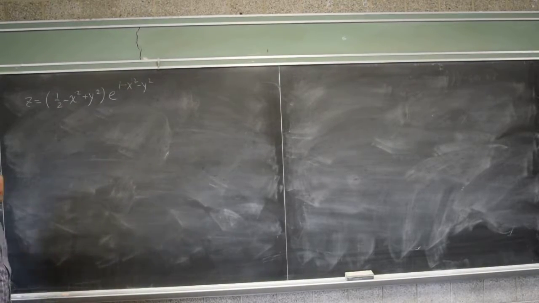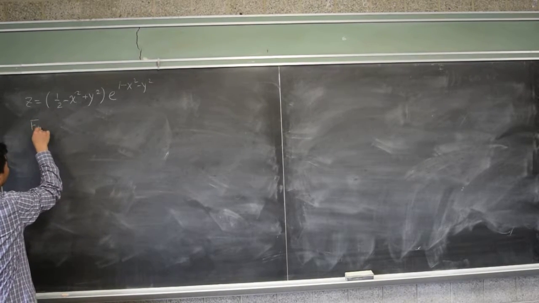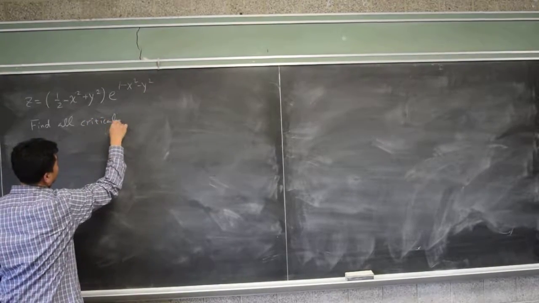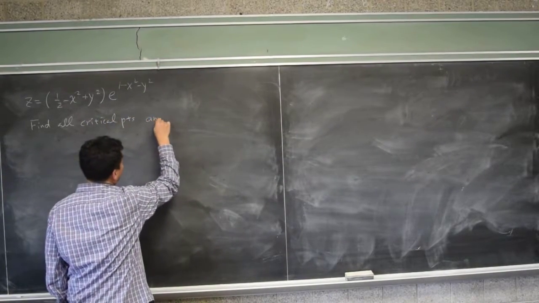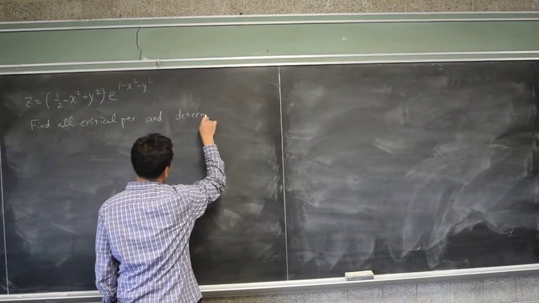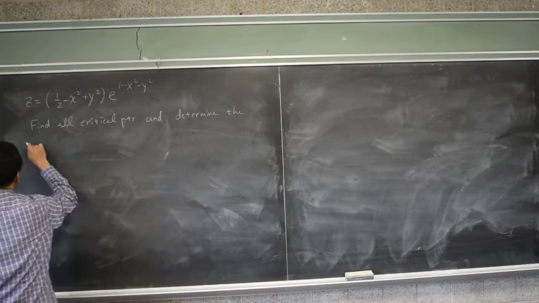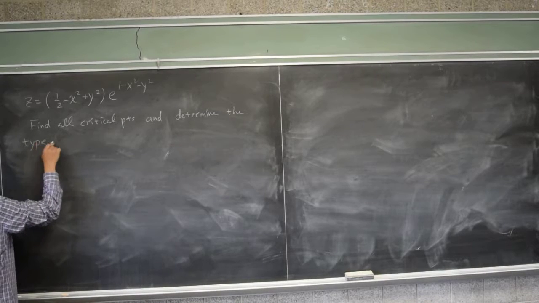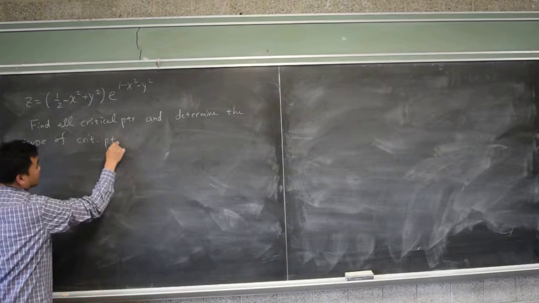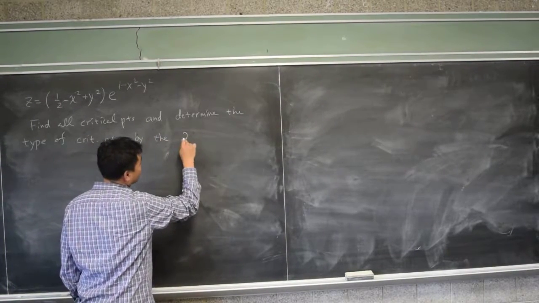Okay, let's say we're given a graph and you're being asked to find all critical points, and determine the nature, the type of critical point, by the second derivative test.